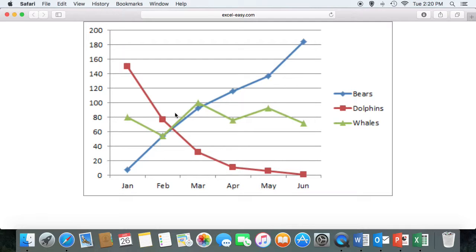With line graphs, we are often taking a look at numbers or time. We typically are looking at things that are continuous variables.